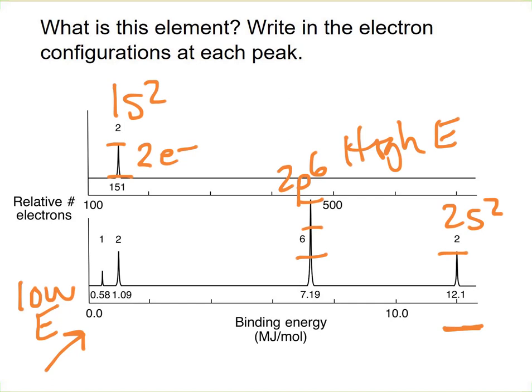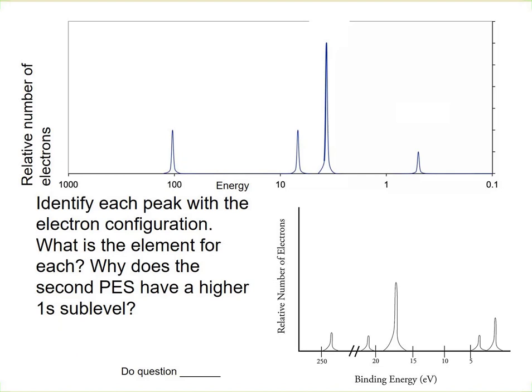And then what comes after 2p6 is 3s2, and it does match the height of my other s peaks. And then I just have this little baby guy here. It's half of the 3s2, so I know I only have 1. So this is 3p1. And then I just look on my periodic table to see what has a 3p1, and this would be aluminum.